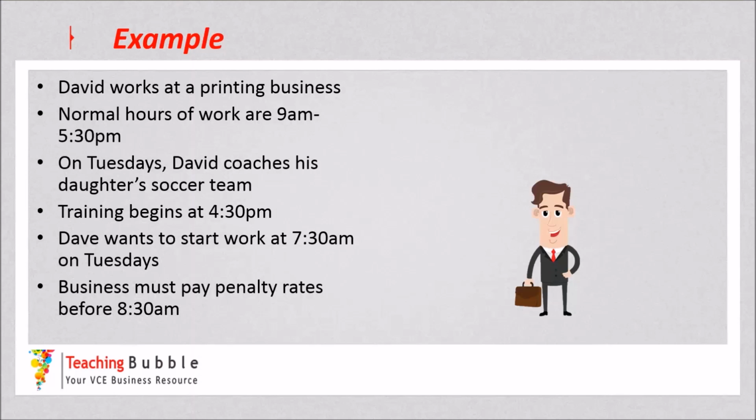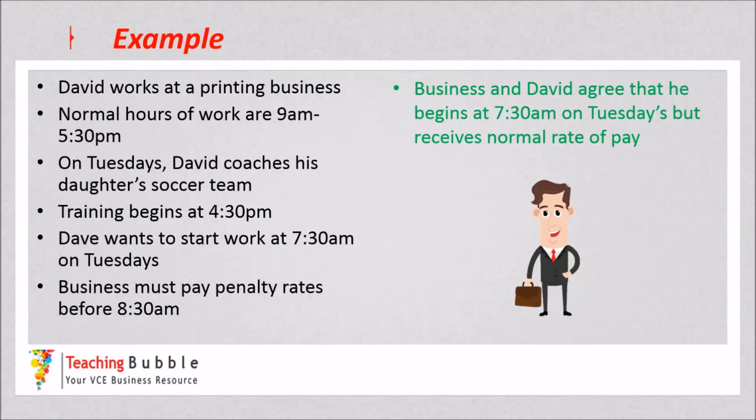However, the problem for the business is that they must pay penalty rates for all employees that begin before 8:30. So if he starts at 7:30 until 8:30, he'll be paid penalty rates for that hour. So with an individual flexibility agreement, the two parties, David and the business, can come to an agreement where the business and David agree that he begins at 7:30 on Tuesdays, but he receives the normal pay rate. And that's just a simple example of an individual flexibility agreement that is based off the collective agreement.